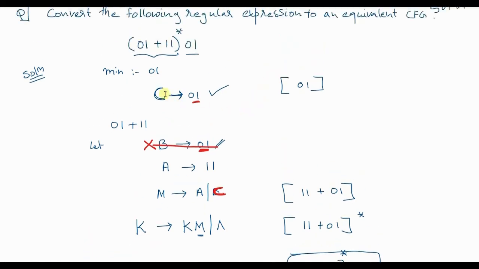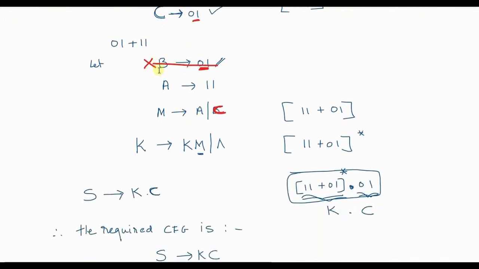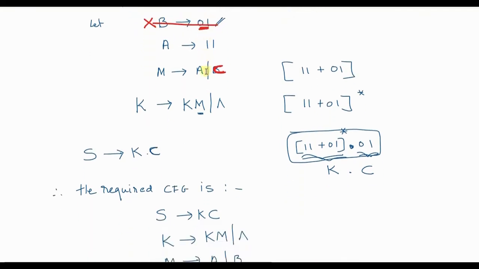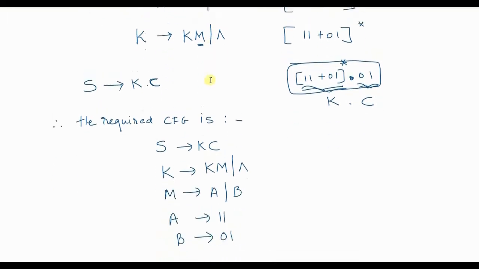Understood? Because anyway, both productions, whether it is the C production or the B production, give you the same string 0 1, right? So why write it two times? You can write one. This C itself you can utilize here. You don't have to create another non-terminal doing the same activity, that is giving you the string 0 1. Correct? So this is the only change that will happen.